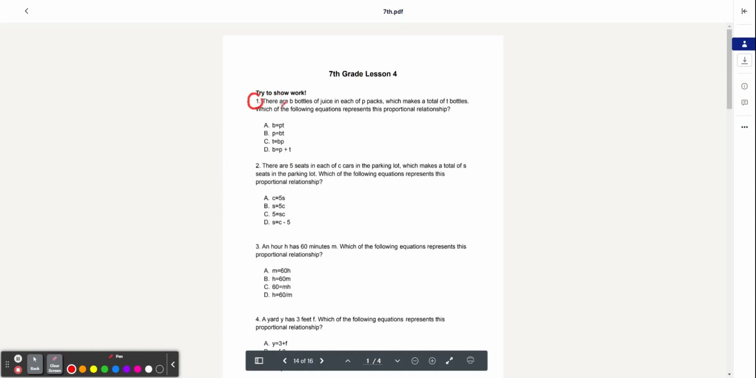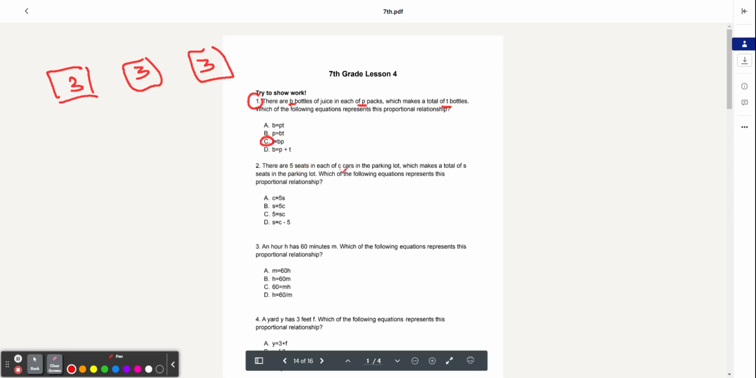So let's get started with 1. There are B bottles of juice in each of P packs, which makes a total of T bottles. Which of the following equations represents this proportional relationship? So let's think of an example. Let's say there are 3 packs that has 3 bottles of juice in each. And to get the total number of bottles, we're going to have to multiply the number of bottles in each pack with the number of packs. So T equals BP. That's our answer.